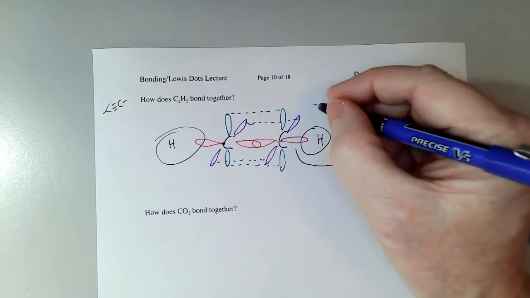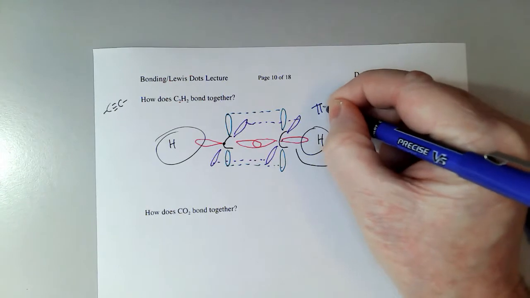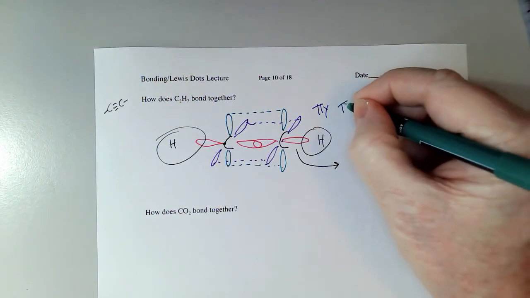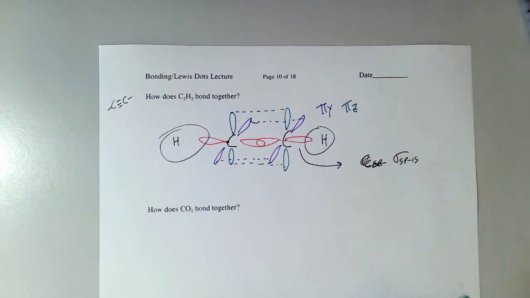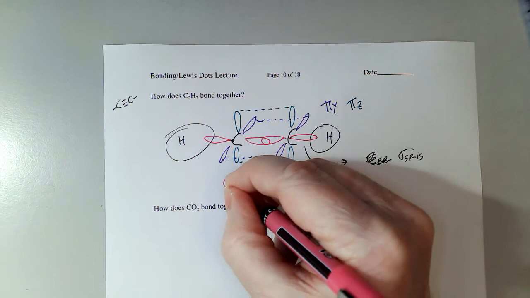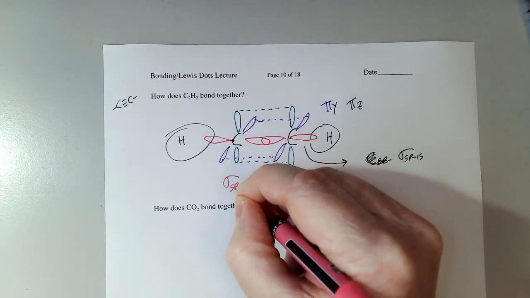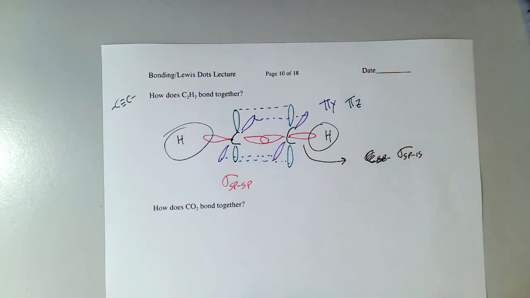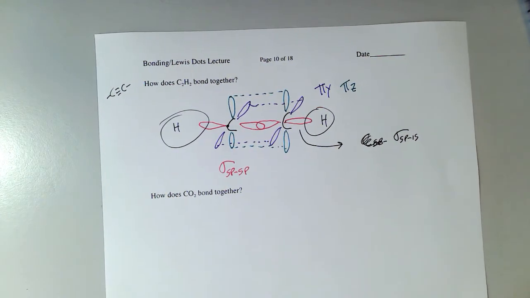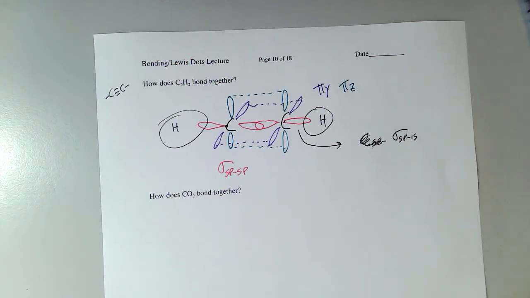So, in here in purple, I have a pi y. In green, I have a pi z. And in the middle, in pink, I have a sigma sp to sp. All right, there you go.